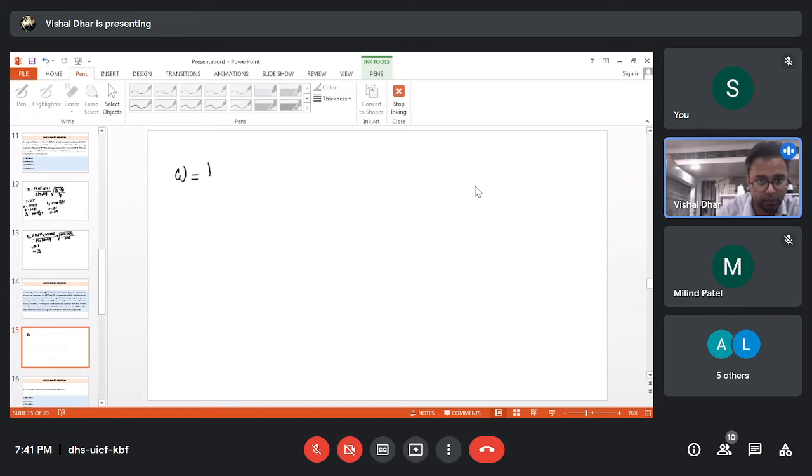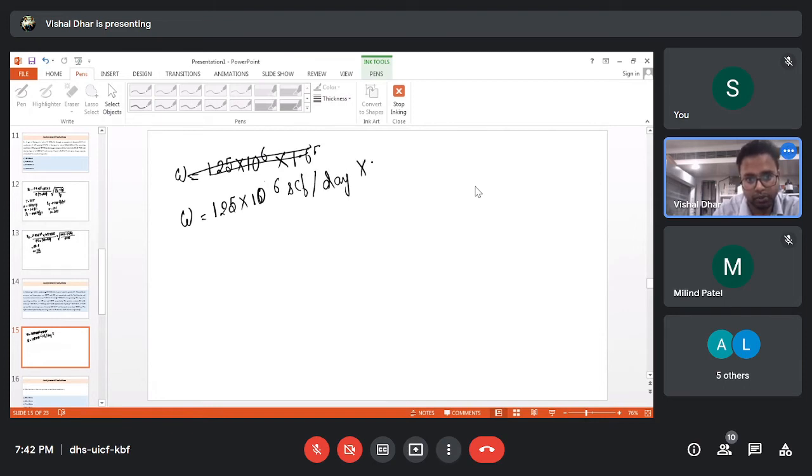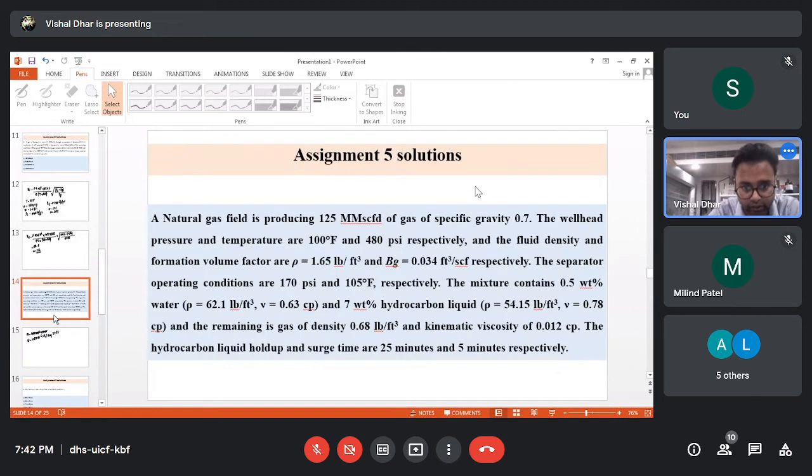W equal to the flow rate is given, 125 into 10 to the power 6, right? Into 1.65 is the density. Let me do the conversion. W equal to 125 into 10 to the power 6 SCF per day into 1.65 is the density. Can you tell me the unit given? lb per feet cube.